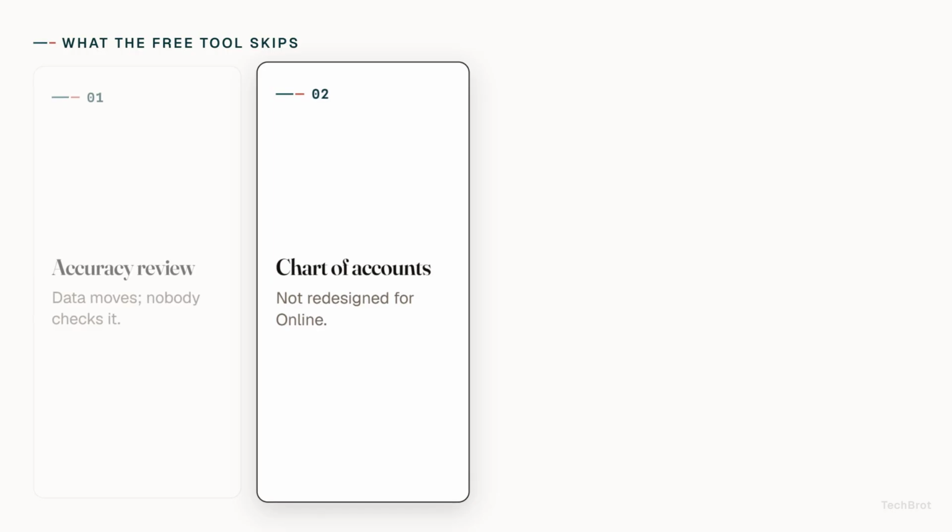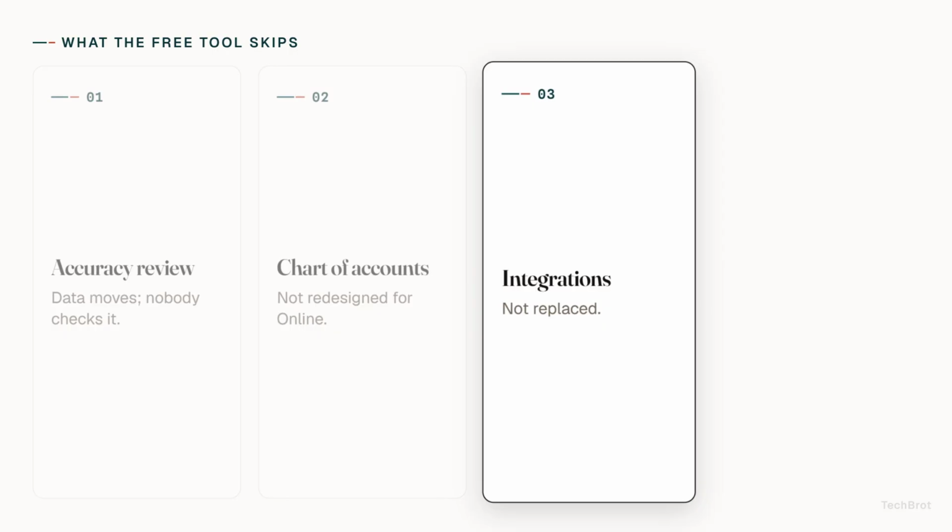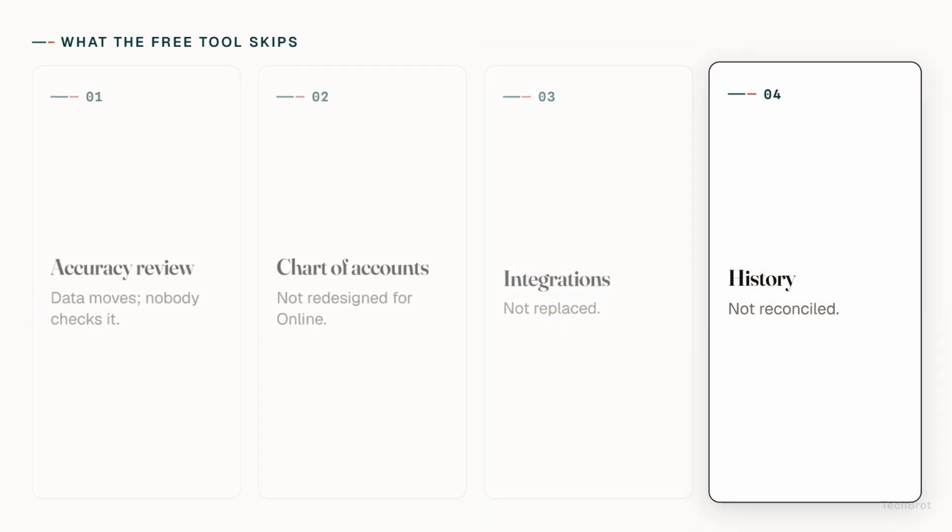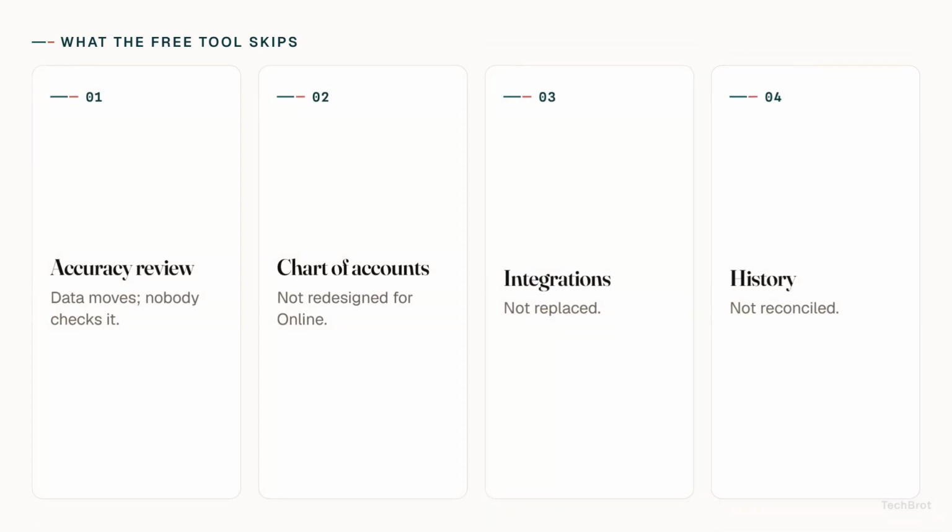Start with what the free tool genuinely does. It handles the data transfer. What it doesn't do is the rest of a migration. It doesn't review accuracy, it doesn't redesign the chart of accounts for QuickBooks Online, it doesn't replace desktop integrations, and it doesn't reconcile history. That's not a criticism. It's the boundary of what the tool is built for.